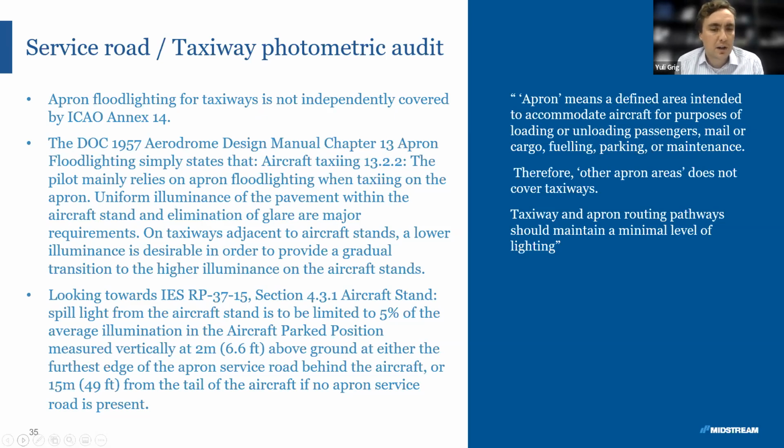If we look at another guiding document, which might be the US RP37, section 431, aircraft stand, says this: spill light from the aircraft stand is to be limited to just 5% of the average illumination in the aircraft parking position, measured vertically at 2 meters, 6.6 feet above the ground, at either the furthest edge of the apron service road behind the aircraft or 15 meters from the tail of the aircraft if no apron service road is present. So in essence, taxiways are outside of the scope of apron floodlighting and are not covered by ICAO in that respect. This is an important point.